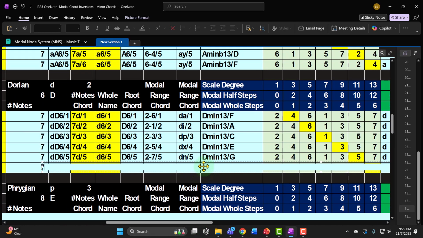All right, and then we have the next one, which would be the 6th inversion, which would be a D minor 13. It should be slash the 7 node. It should be a B right there.